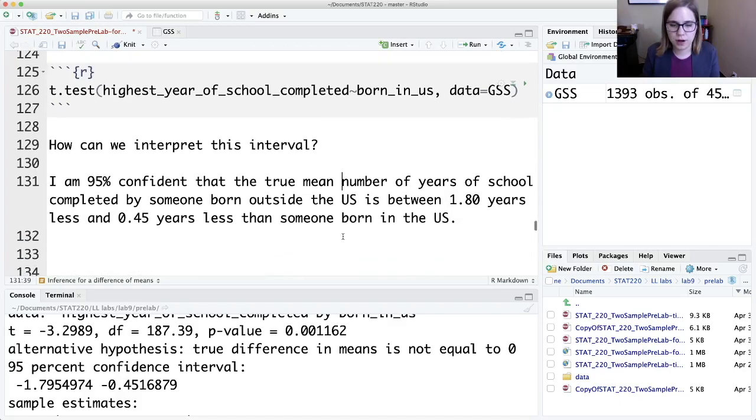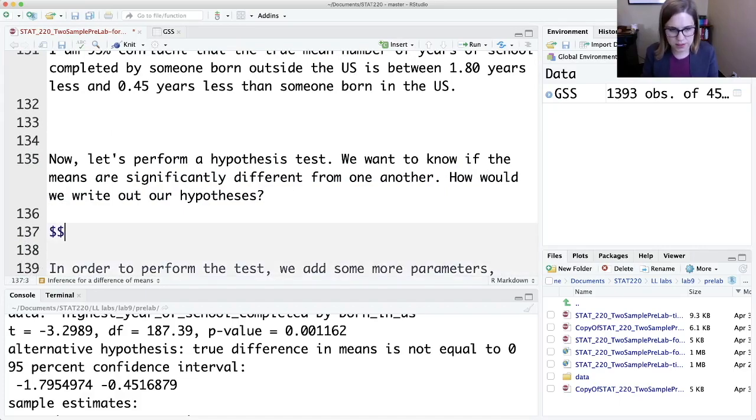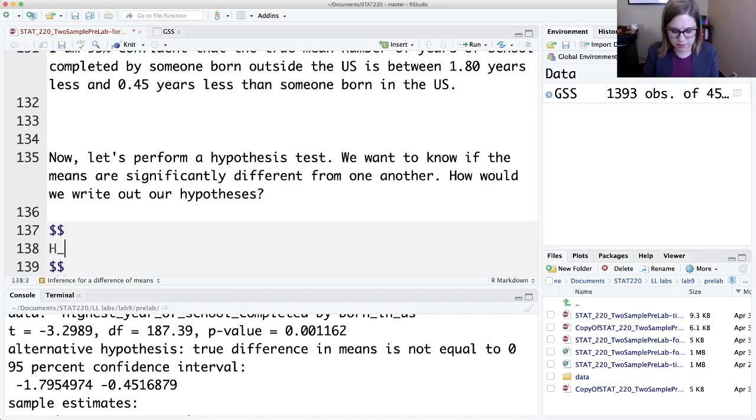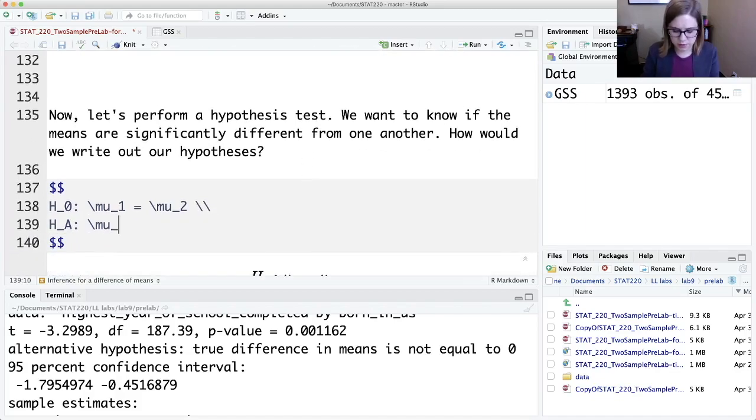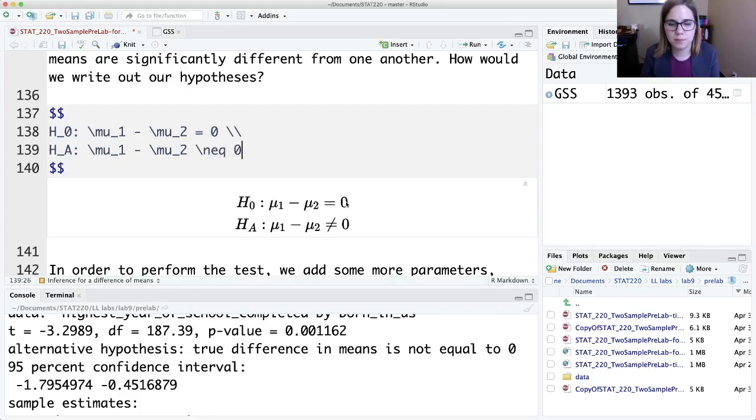All right, and now we're going to do a hypothesis test. So we want to know if those means are significantly different from one another. And let's write out the hypotheses using LaTeX. So I'm going to put the dollar signs at the top and bottom. H underscore 0 is going to be slash mu1 equal to slash mu2. And then H underscore A is slash mu1 slash NEQ slash mu2. And again, I could subtract: mu1 minus mu2 is equal to 0, and mu1 minus mu2 is slash NEQ 0, so that I'd have my null values there, just to remember.